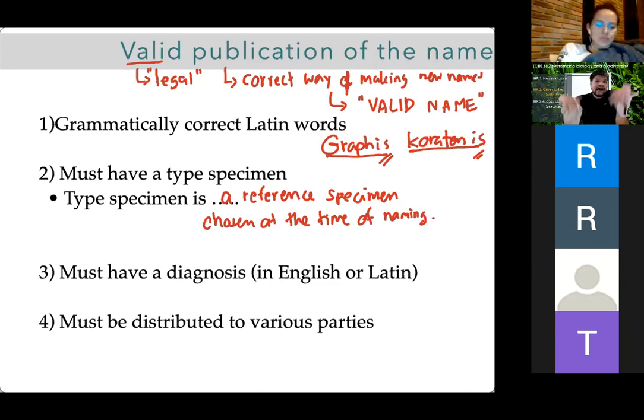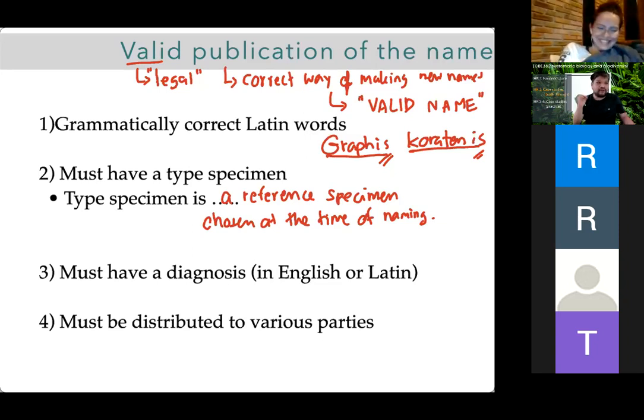So if I found a new plant called Graphis coratensis, but I don't have a type specimen, they're like, bullshit. Show me the specimen, show me the reference. Where is it? I don't have one. What do you mean? I saw one once, it's in the forest, it's right on that tree. Nope, not gonna work.